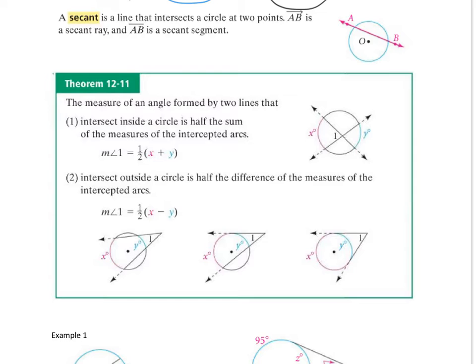If the two secants intersect outside the circle, these are all situations where it's outside the circle, you're going to take the outside arc minus the inside arc degree measure. So you subtract the bigger one minus the little one, you take half of it, and that's equal to angle 1. So these three just show the situations where you could have two secants, or one secant and one tangent, or two tangents.